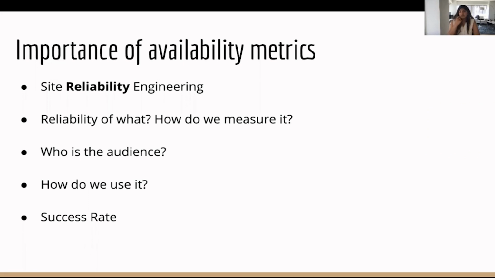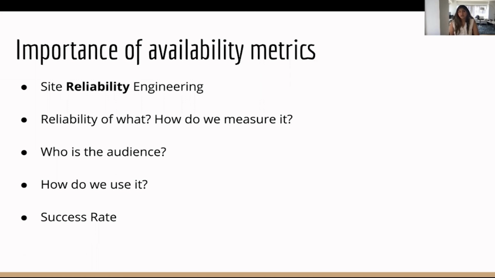So availability metrics and choosing the right ones to measure is really important for SRE. After all, we are site reliability engineers. So understanding exactly what we're measuring the reliability of and how we measure it is pretty critical to get right. And there are different availability metrics that are better for different use cases. So asking who is the audience and how we intend to use this metric is a really important process when identifying what metrics we want to track.